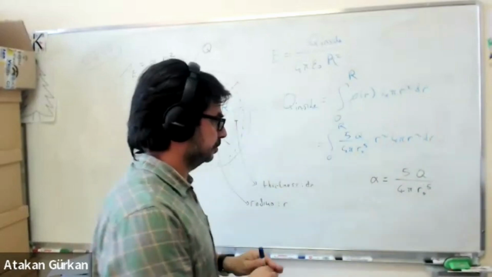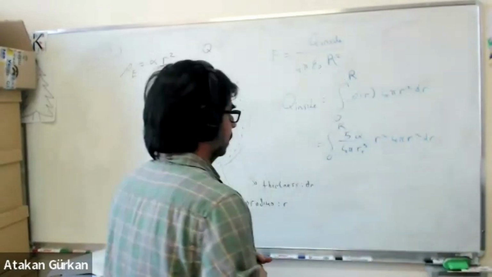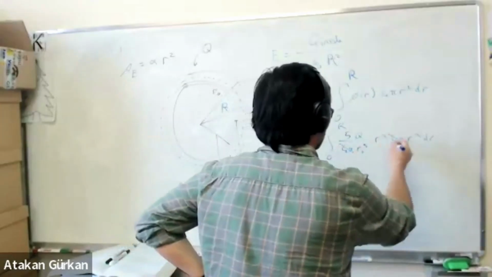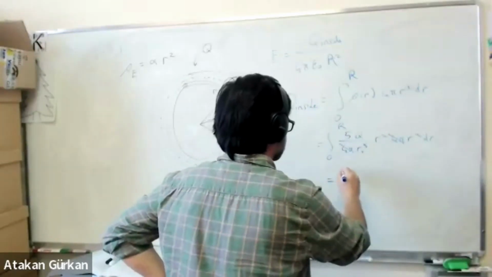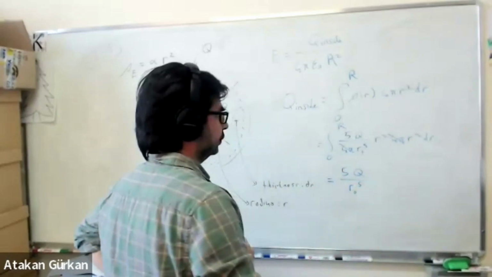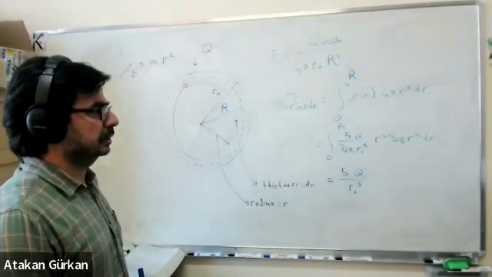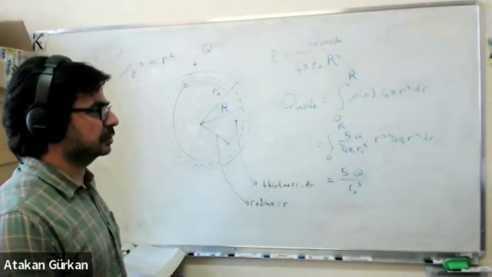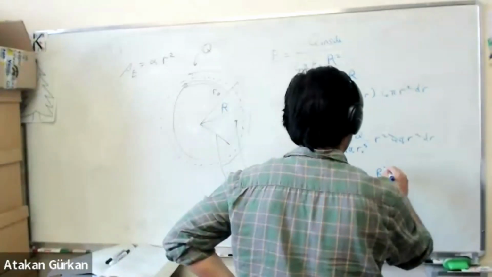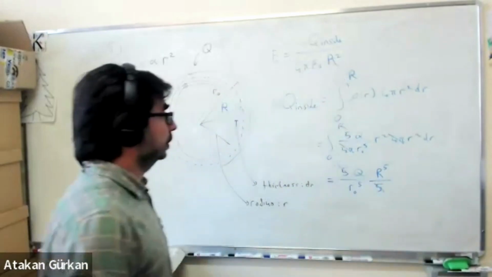And I have some cancellation. Now I can erase this. I substitute this in. But yeah, let's make the cancellation first. So I'm going to have these constants out: 5q divided by R0 to the 5th. I again have the same situation. It's R to the 4th being integrated. So this is going to be capital R to the 5th divided by 5. And the 5s will also cancel.